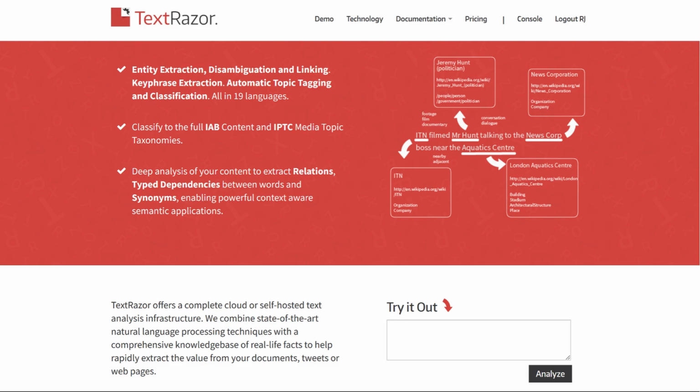Fourth feature is category classification. TextRazor can also classify text into predefined categories. For example, it may classify the text under sports, entertainment, or social media based on the content's context. Lastly, TextRazor also helps with dependency parsing. It is a way to analyze the grammatical structure of the sentence and understand the relationship between words. This helps in tasks like understanding which words are acting as the subject, verb, or object in a sentence.